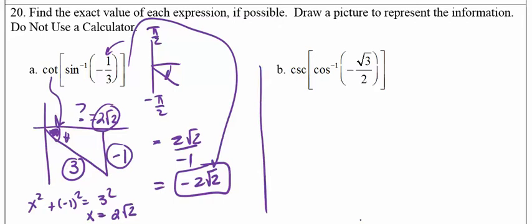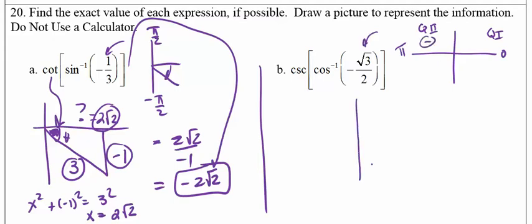All right, let's take a look at B for right now. So remember, inverse cosine lives in either quadrant number 1 or quadrant number 2 because it has to be between 0 and pi. So if this is a negative answer, that means that I'm in quadrant number 2 because cosines are negative in quadrant 2.